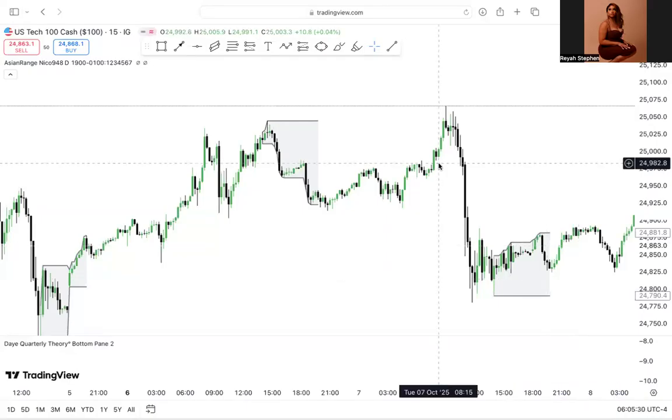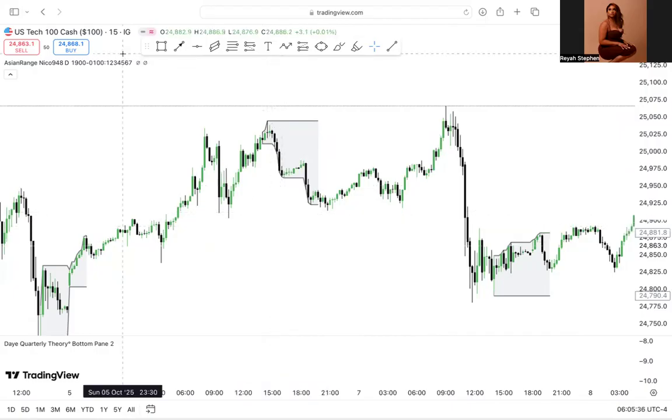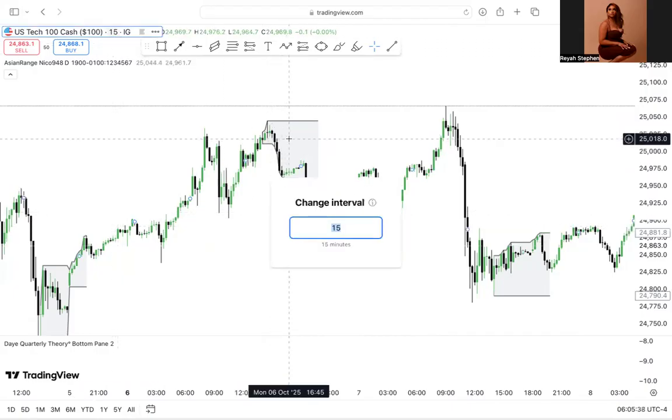Okay, cool. So this is an example of an A plus setup. This would be a Wyckoff distribution. As you can see right here, I'm on the 15-minute time frame.